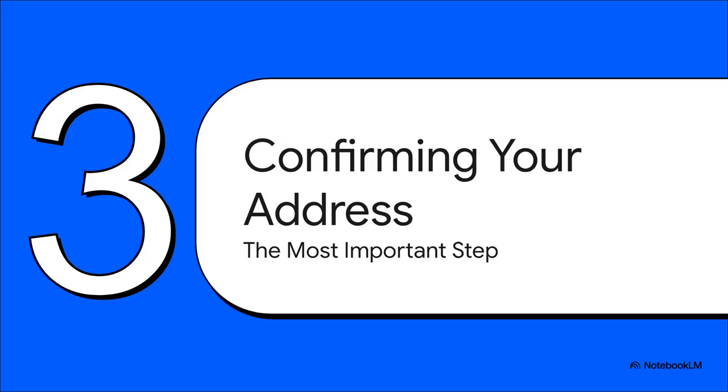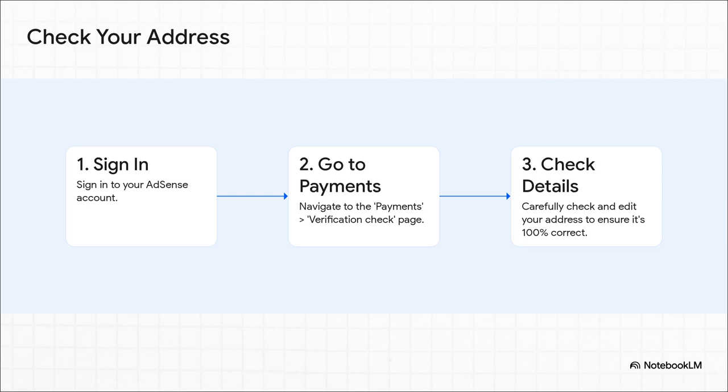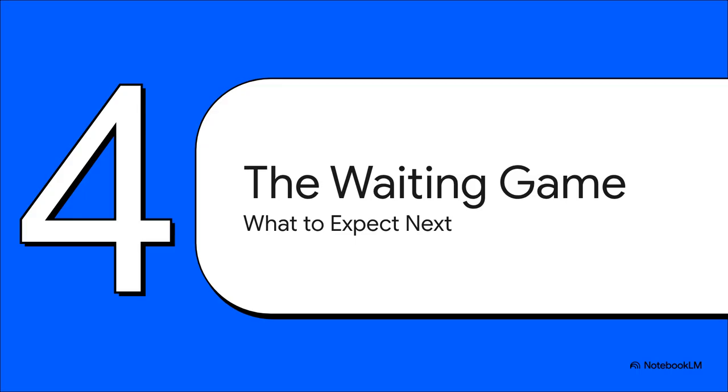Okay, listen up, because this next part is, without a doubt, the most important step in this whole thing. And it's the one part where you have to be proactive. Since Google automatically mails the PIN, you have to be 100% positive that they're sending it to the right place. Honestly, you should probably do this before you even hit the $10 mark. Just log into your AdSense account, head over to the payments section, and then click on the verification check page. Your address will be right there. Read it, then read it again, out loud. Are there any typos? Is the postal code perfect? Is it formatted exactly how your local post office would expect to see it? Get it perfect.